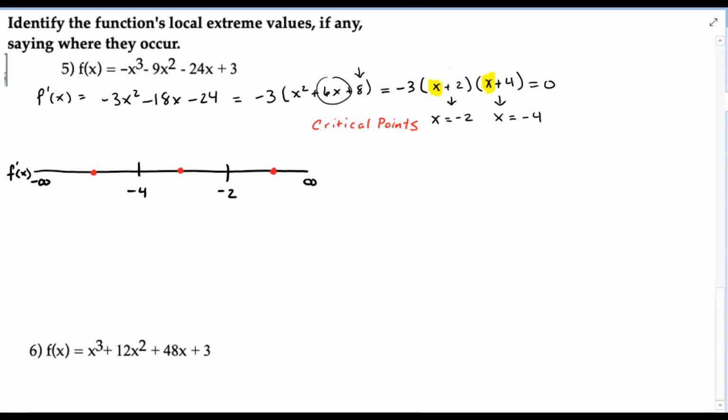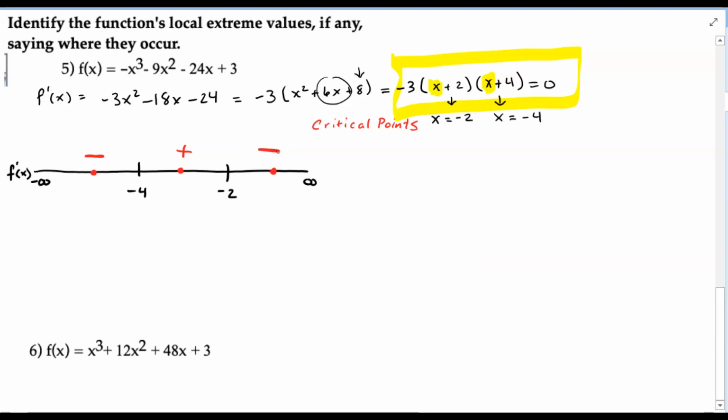When you plug in a number like -5 into this derivative over here for x, you're going to get a negative number. So let's put a negative sign there. If you plug in a number like -3, you're going to end up with a positive number. And if you plug in a number like 0, which is after -2, you're going to get a negative again.